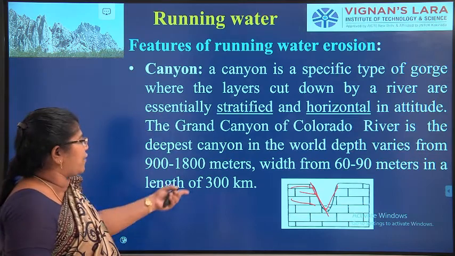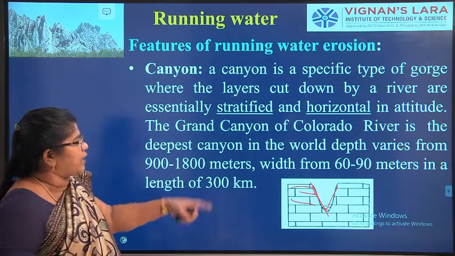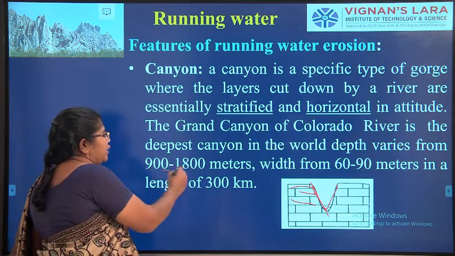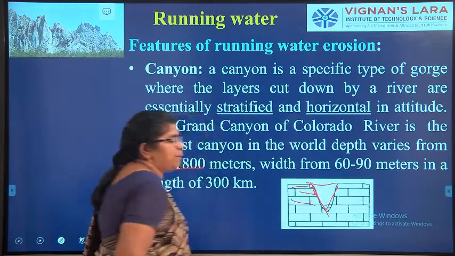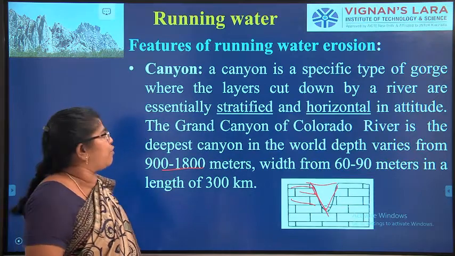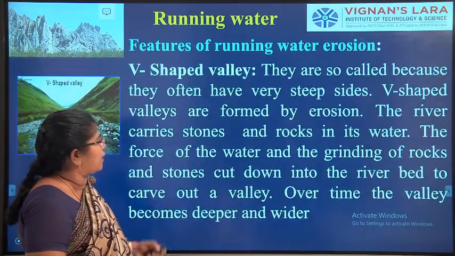It will have a certain depth and width. The depth is around 900 to 1800 meters, and the width of the river is 60 to 90 meters. That much deep it is formed, and that is due to this water.